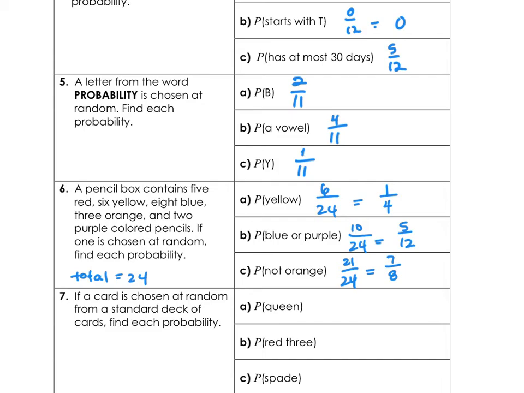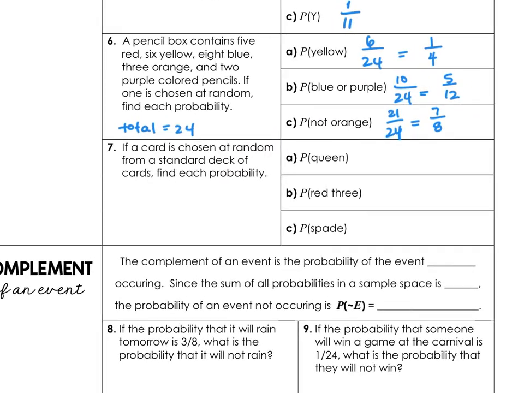It's a lot of counting, okay? All right, let's finish up our examples here. If a card is chosen at random from a standard deck of cards, find each probability. Okay, this one is a little bit trickier because if you don't know a deck of cards, this might not be easy for you. But I'll just tell you that there are 4 queens and there are 52 total cards, right? So we can simplify that to 1/13.